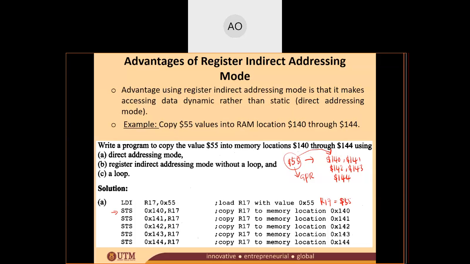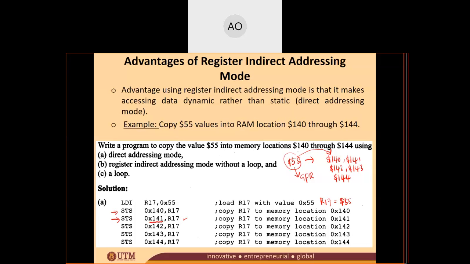And then you write down the same instruction. Okay, you copy back the same instruction, but now change from 140 to 141, and then R17. So what happens after you execute this instruction is the value from R17 is stored to the memory location of 141. Okay, next you copy back the same instruction.